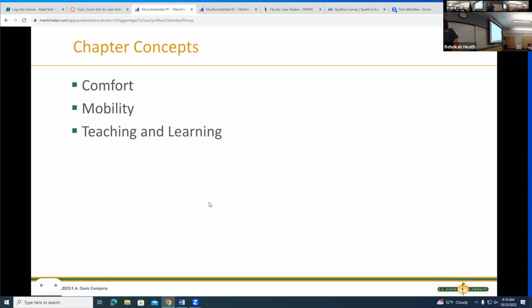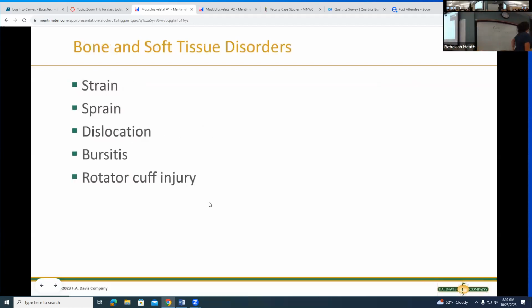So we talk about our concepts. We're going to cover comfort and mobility. What kind of teaching and learning do these patients need to have? So some things we need to know about some bone and soft tissue disorders. When we talk about soft tissue, that's our muscles, ligaments. Sometimes they'll include cartilage in that.